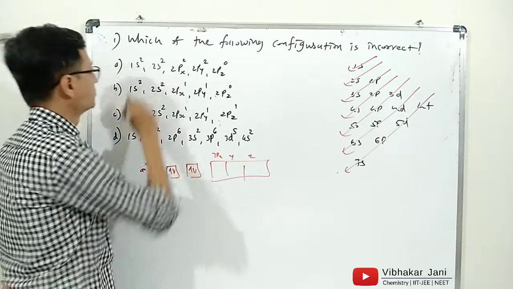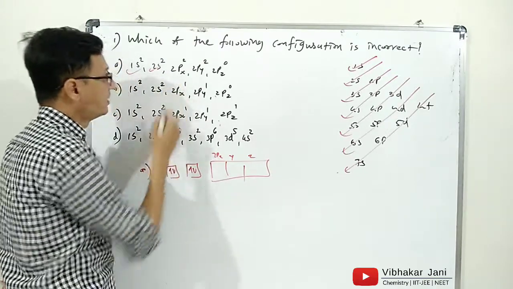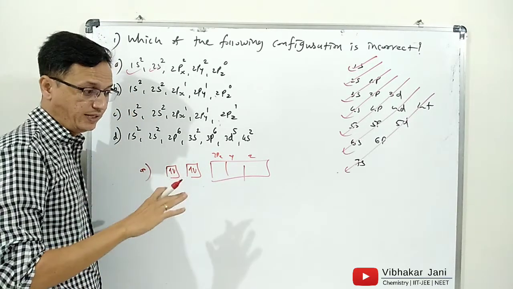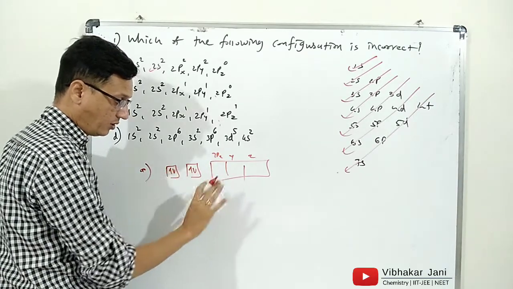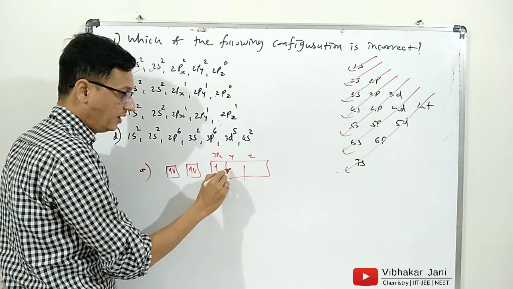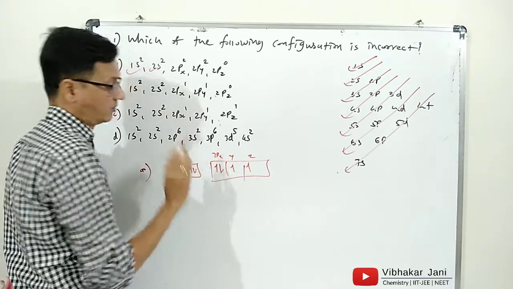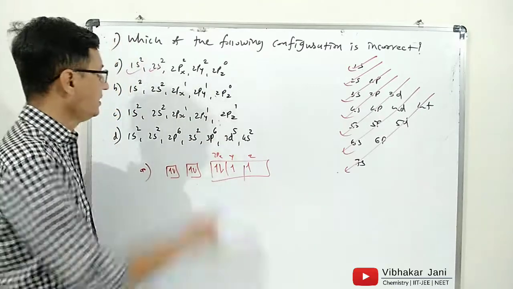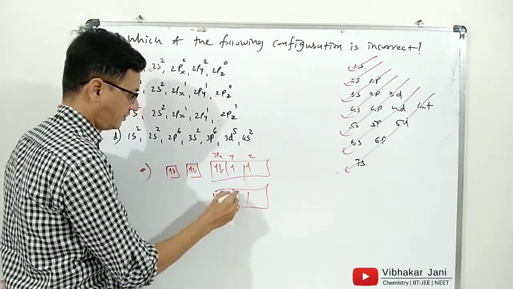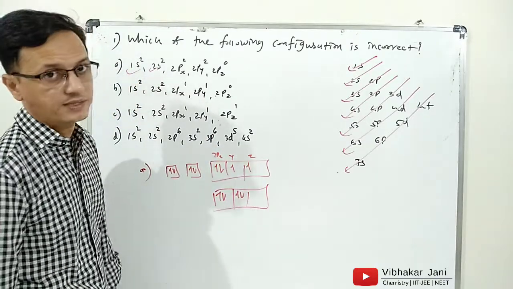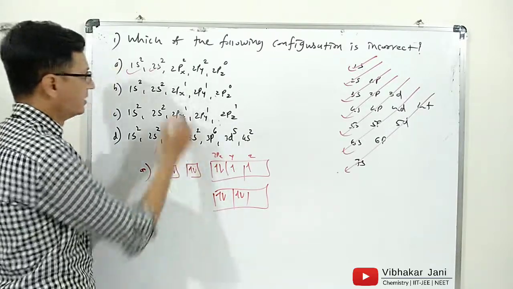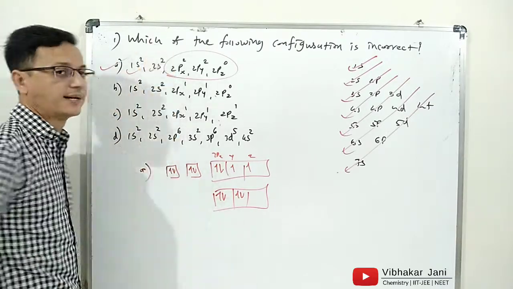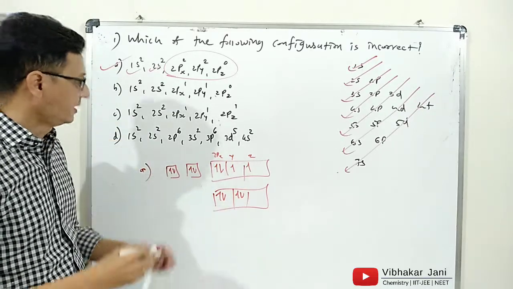We know very well how to fill electrons in these orbitals. 1s2, 2s2, that is okay. In 2p we have a total of 4 electrons. According to Hund's rule of multiplicity, that means many of the same kind, we first put 1, then 2, then 3, then 4. This would be the configuration if the p orbital contains 4 electrons. But here it is written differently and one orbital is empty, so that is not correct. Therefore this option is the incorrect electronic configuration, and it is our answer. The remaining configurations are all true.